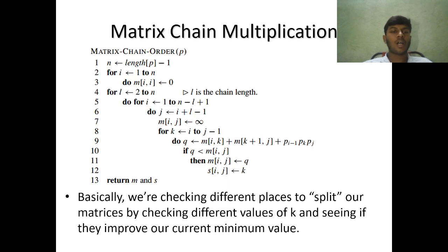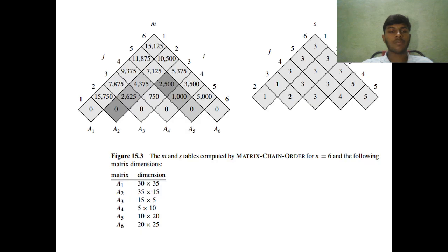Here this is the algorithm which we use in matrix multiplication. Here we are given the order, that is like A by B like that, and we will find the minimum order of multiplications which we need to get the solution. Basically, we are checking different places to split our matrices by checking different values of k and seeing if they improve our current minimum value.